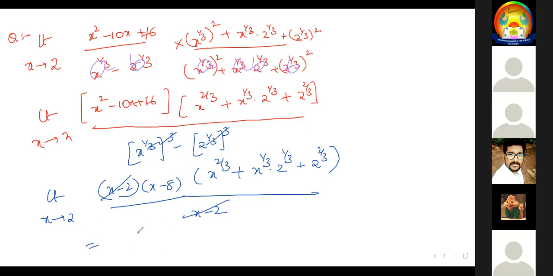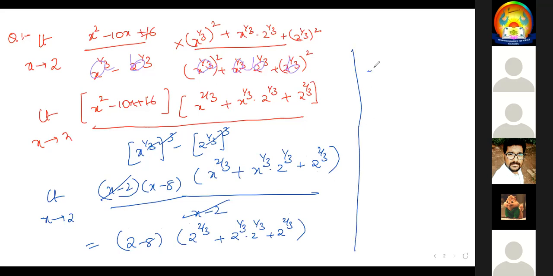Now put x equal to 2 here. 2 minus 8 into 2 power 2 by 3 plus 2 power 2 by 3 plus 2 power 2 by 3. It will become minus 6 into 3 into 2 power 2 by 3. How much will it become? Minus 18 into 2 power 2 by 3. Have you understood? Yes, sir.